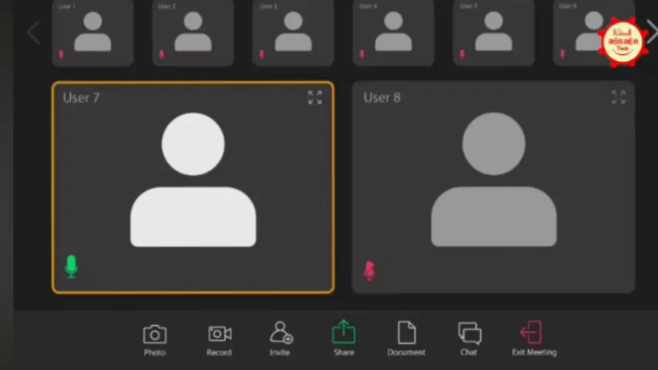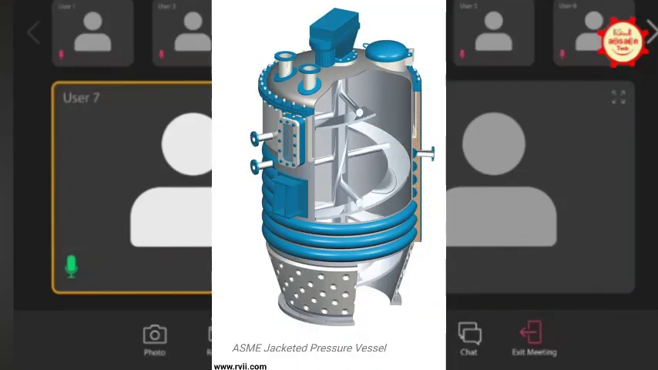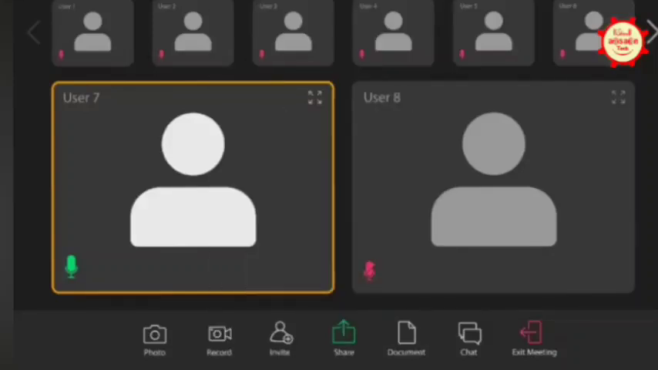Alternatively, there are other kinds of jacketed vessel, like the limpet coil design. In that case it will be economical. How to design a limpet coil? It is given in the code, I think as a mandatory appendix. I don't remember the formulas at all, but yes, it is given.